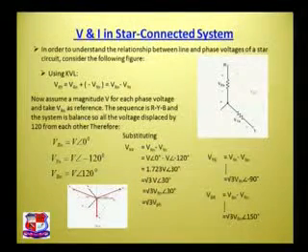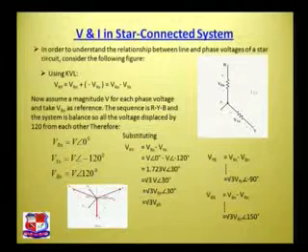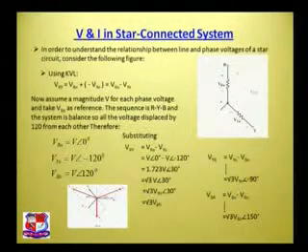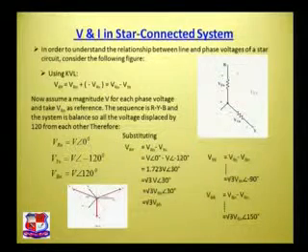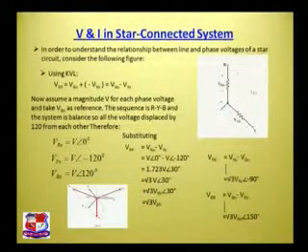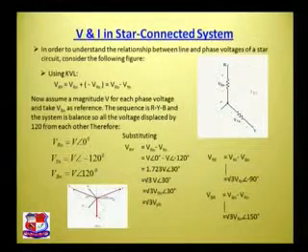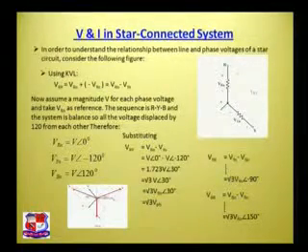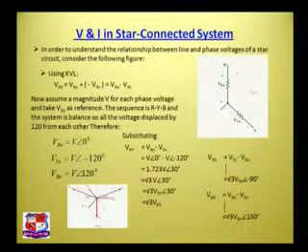All these relations between voltage and current in the star as well as the delta are always defined in balanced systems, because we have the interaction only in a balanced system. First, VRN is equal to V at zero angle, then VYN is equal to V at minus 120 and VBN is equal to V at plus 120.